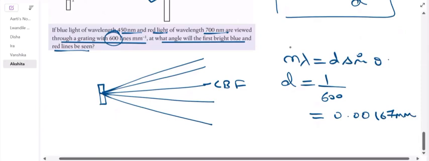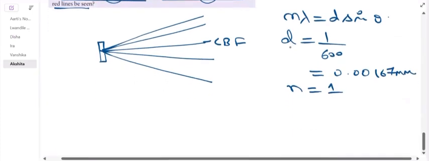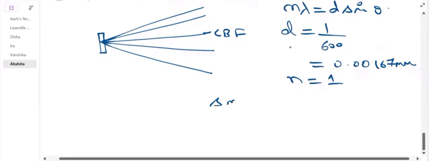The value is 0.00167 mm. Correct? Yes, ma'am. Okay. How many fringes are there? We have to find it for the first bright fringe, so n will be 1. Correct? Yes, ma'am. Let's solve for sine theta over here.